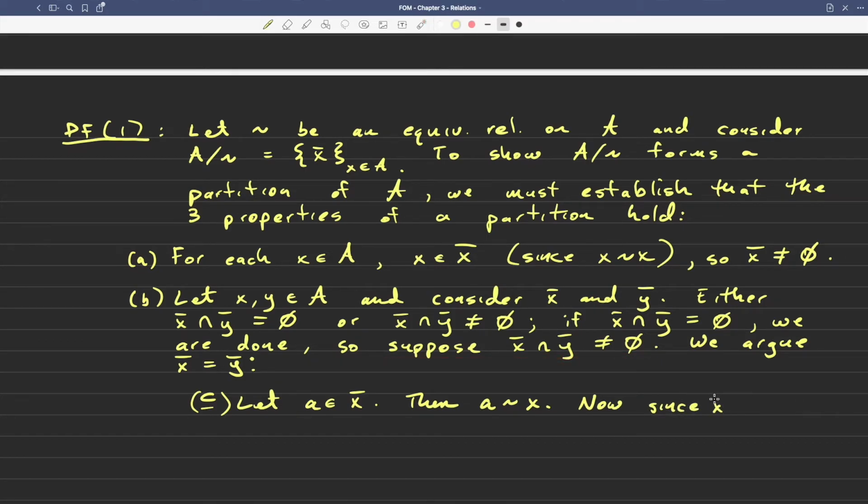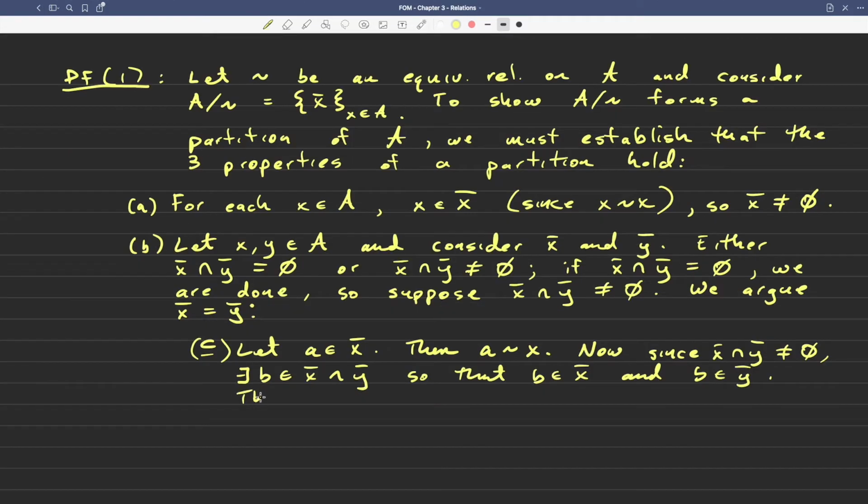Since x bar intersect y bar is not the empty set, there exists some, let's call it b, in x bar intersect y bar, so that b is an element of x bar and b is an element of y bar. That just means if b is in x bar, that b is equivalent to x, and the fact that b is in y bar means that b is equivalent to y. Okay, so I'm going to try to wrangle some of this together. So we know a is equivalent to x, and we know b is equivalent to x, and then we know b is equivalent to y.